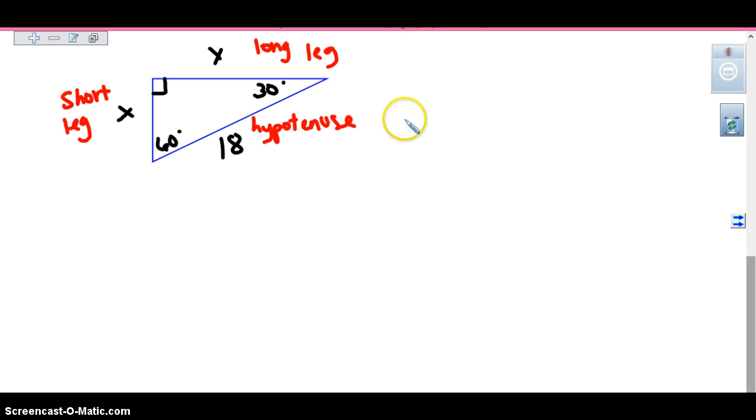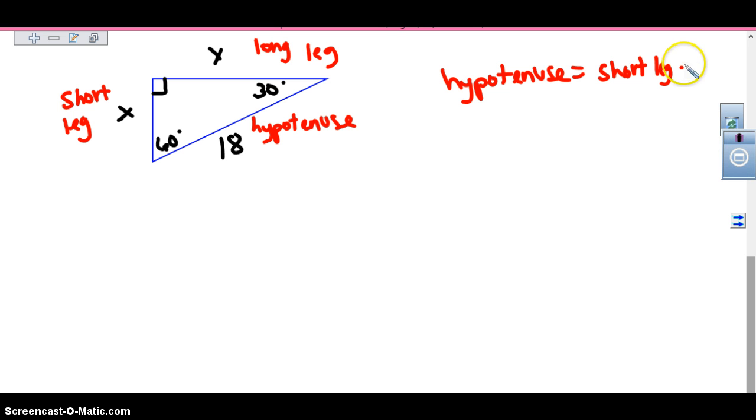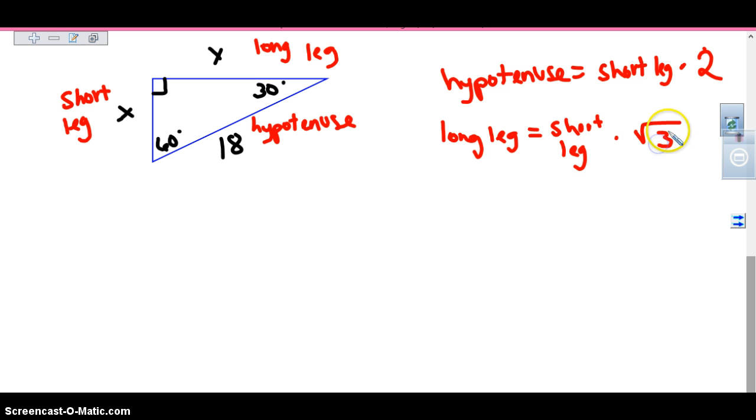Now, we wrote earlier that the hypotenuse is equal to the short leg times 2, and the long leg is equal to the short leg times the square root of 3.